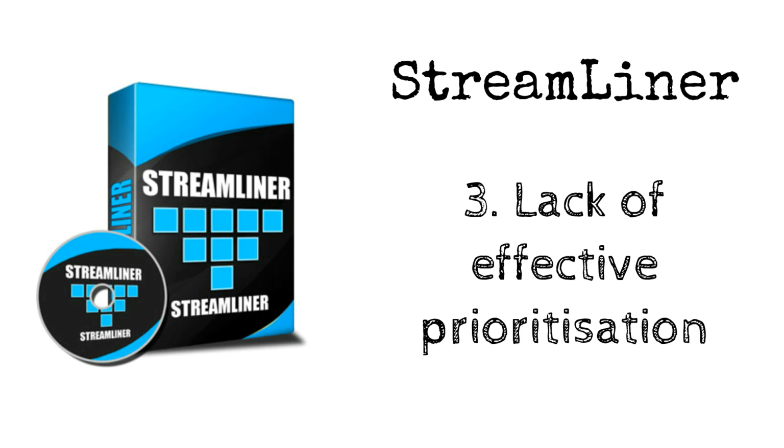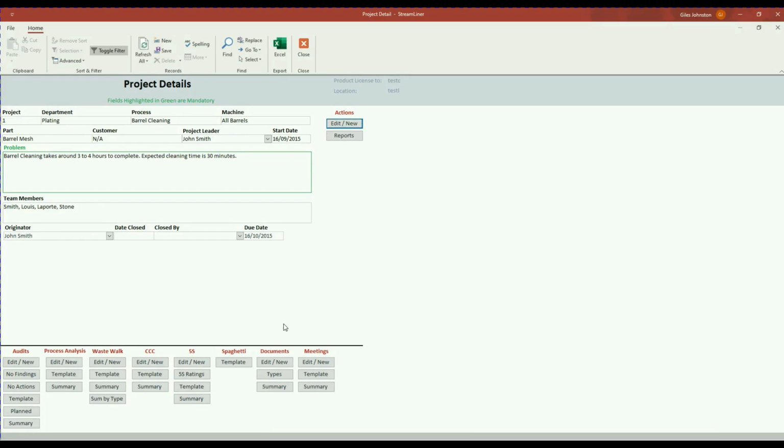The next issue I'd like to address is the lack of effective prioritization that many businesses suffer from. Without having a simple, effective method that helps you determine what is the most effective action to work on next, you never fully realize the benefits from your improvement programs. Let me show you how StreamLiner deals with this.